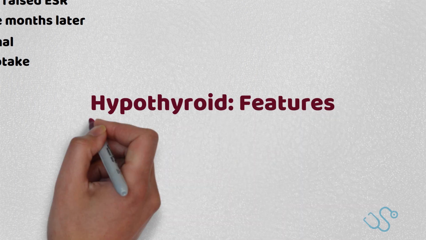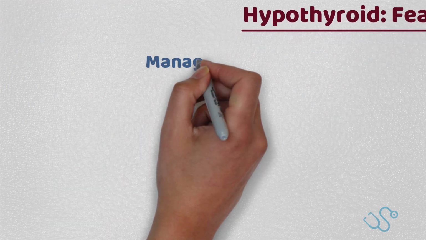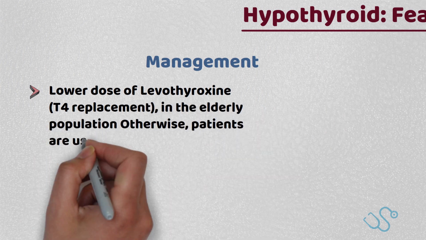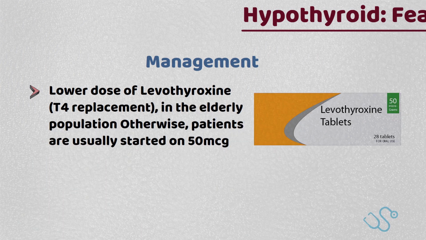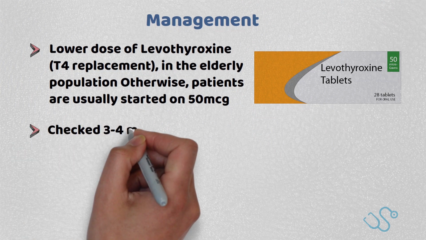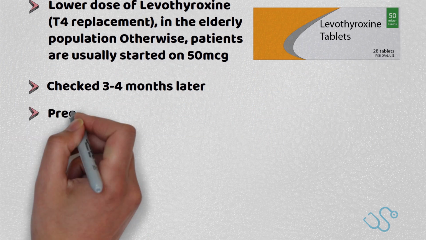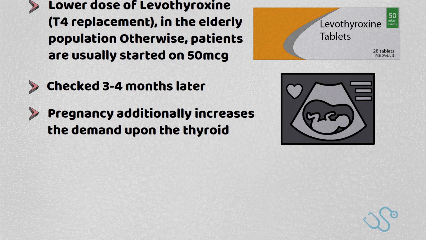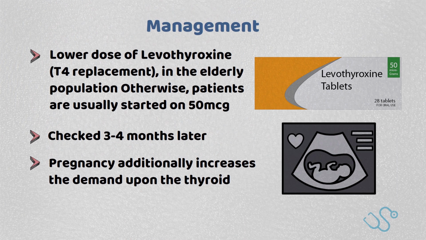NICE recommend a lower levothyroxine or T4 replacement in the elderly population, as well as those with cardiac disease, but otherwise, most patients are started on 50 micrograms daily, with a review of thyroid status checked 3 or 4 months later. Pregnancy also increases the demand upon the thyroid, and thus doses are often transiently higher. There is some suggestion that levothyroxine can cause a higher risk of osteoporosis, and care must be given in patients with AF or angina-like symptoms.